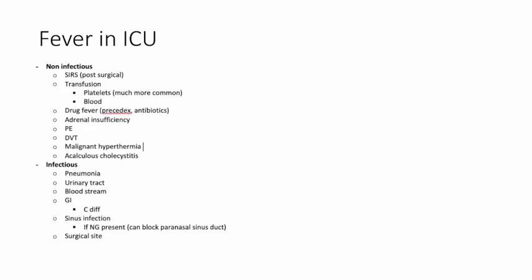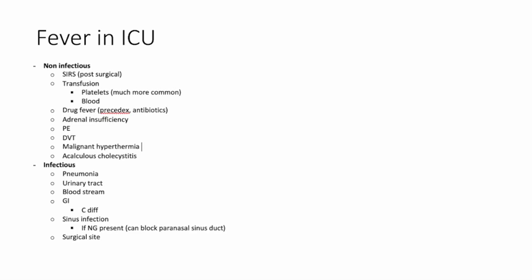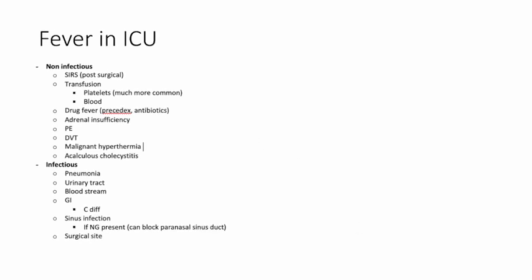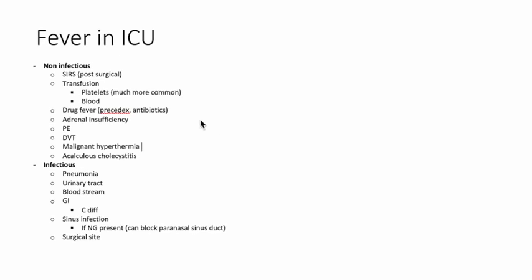The last topic we'll very briefly touch on is fever in the ICU. And the differential for fever in the ICU is somewhat different than patients on the floor. So fever in the ICU can be broken up into non-infectious and infectious etiologies. We're not going to go through all these, but a couple important ones to consider in a patient with undifferentiated fever in the ICU for whom no infectious source has been found are drug fever, and specifically, like we talked about earlier, Precedex can cause fever, and acalculous cholecystitis.